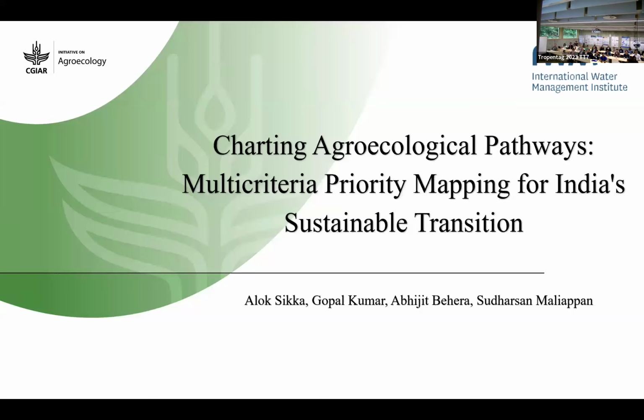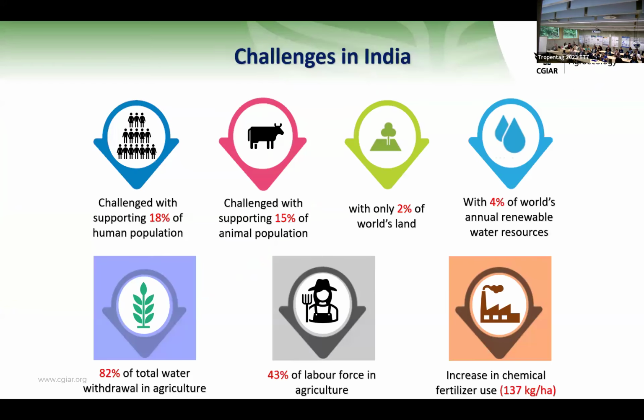Good afternoon to everyone. I'm Sudarshan. I am from India, from the International Water Management Institute. And this is the topic we have been working on for a while: charting agricultural pathways, multi-criteria priority mapping for India's sustainable transition. Before going into the tool or the map, I want to give a basis of why we developed this map. There are a lot of challenges in India.